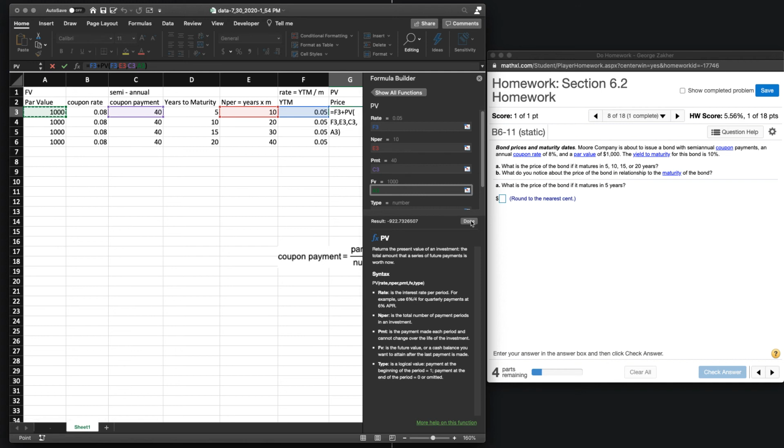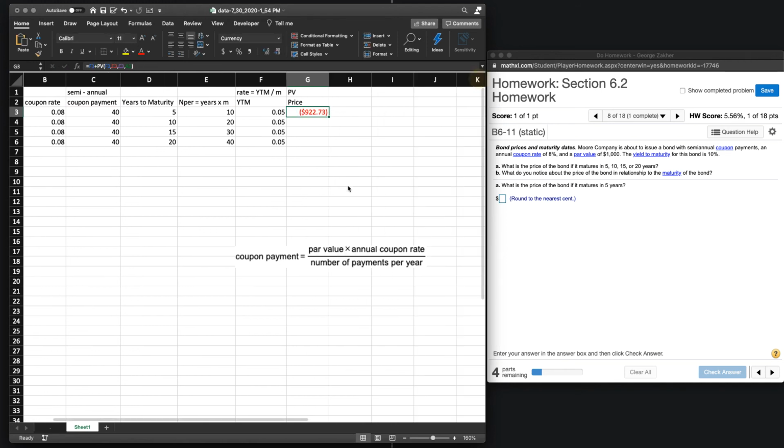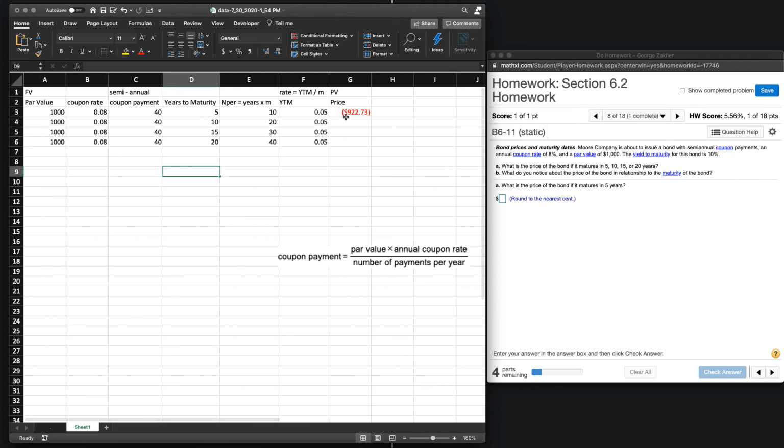Now, we're not just calculating our price, but we're actually comparing our price because we have a lot of similar variables here. The difference really is the years to maturity. We want to basically understand what happens the longer that bond matures. What happens to the present value? Ultimately, if we have to invest for a longer period of time, do we have to pay more or do we have to pay less? And that's what the second part of this question is all about.